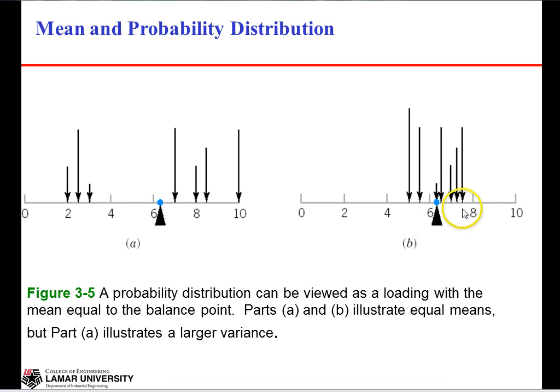So you can see that figures A and B show two different probability distributions, but they share the same mean. With totally different distributions, the left hand side obviously has more dispersion, therefore the variance is larger.